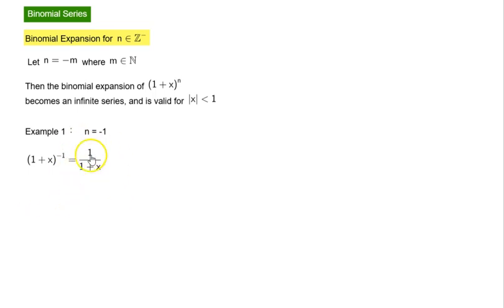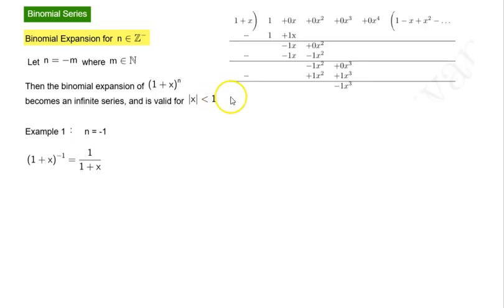Now, how do we resolve this into an expansion? By using our old friend, that is long division. So we are dividing 1 by 1 plus x. And if you go through this, you will notice that the power of x keeps increasing. That means it is going to be an infinite series. And the signs keep alternating.